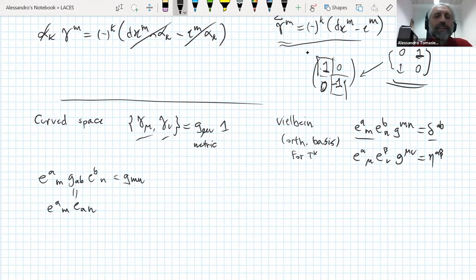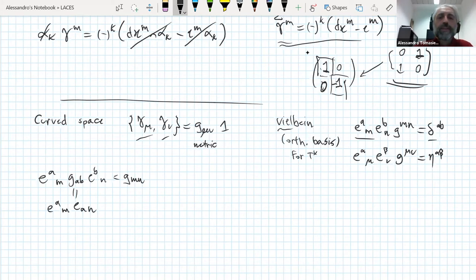Sometimes in the Euclidean case, I don't bother lowering one of the two indices. I might have them both up sometimes. Good. So this is called Vielbein, but sometimes you'll see Vierbein with an R if you are working in four dimensions.